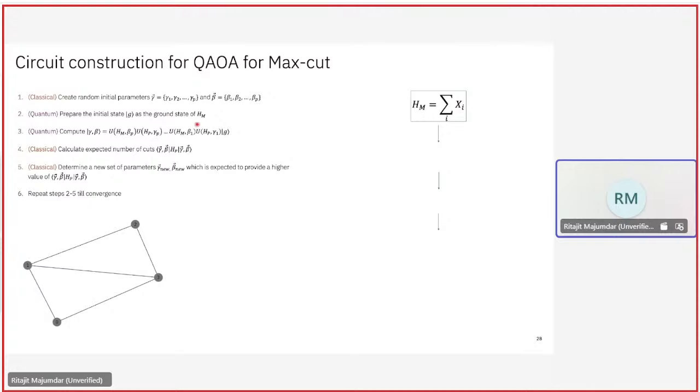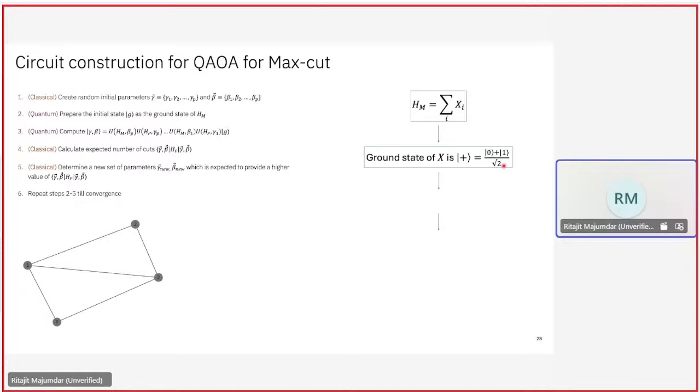What is the first quantum step? I want to prepare the ground state of HM. What is my HM for max cut? I usually take it as the sum over Xi. Now, if you see the sum over Xi, what is it doing? Remember that the problem Hamiltonian was Zi Zj, so Xi anti-commutes with it. What is the ground state of Xi? If you remember, the ground state of X is plus, which is (0 plus 1) over root 2, and this goes for every vertex I.